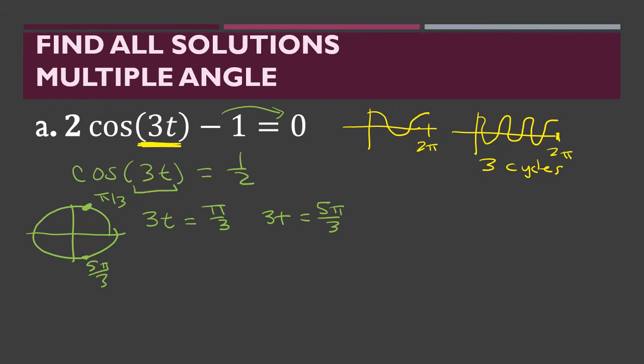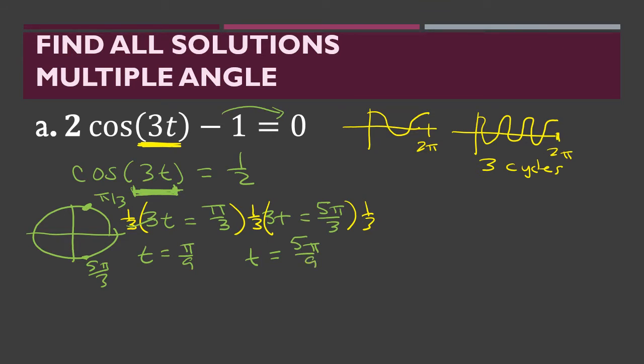So the only thing that has changed is instead of using a single variable right here behind the cosine, we now have a multiple angle. So we have to use that instead of the single variable. If I use my math skills, I'm going to multiply this side by 1/3, and I'm going to multiply this side by 1/3. Over here, my 3's cancel, and t equals pi over 9. Same thing's going to happen over here on the right. In order to get rid of that 3, I'm going to multiply each side by 1/3. So when I do my math, I get t equals 5 pi over 9.